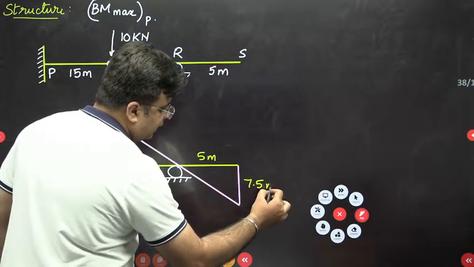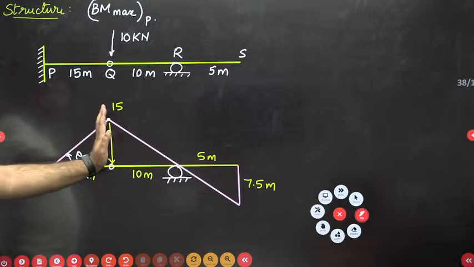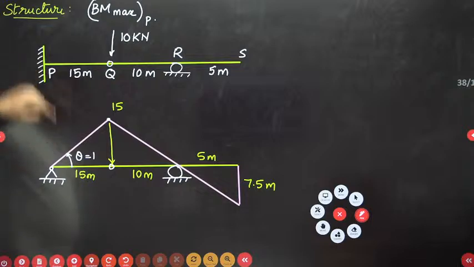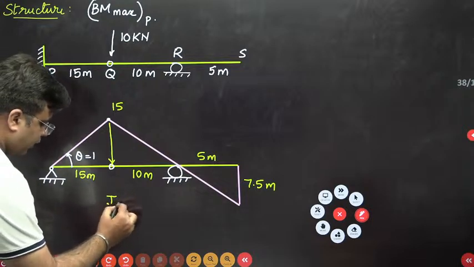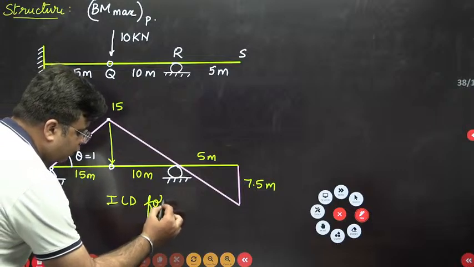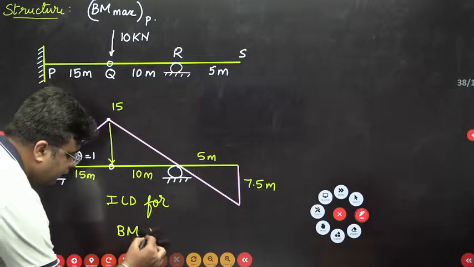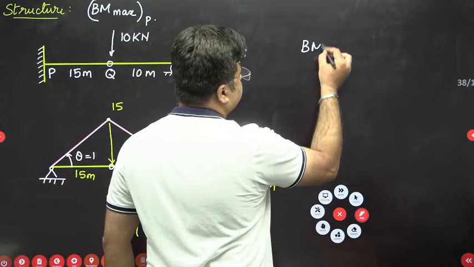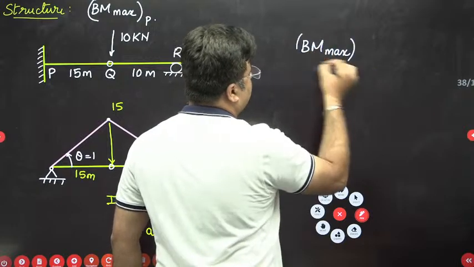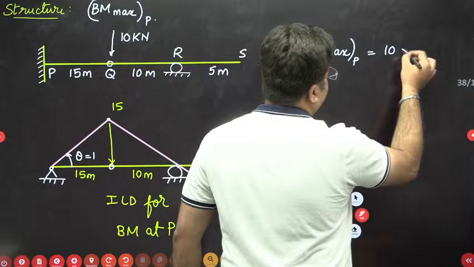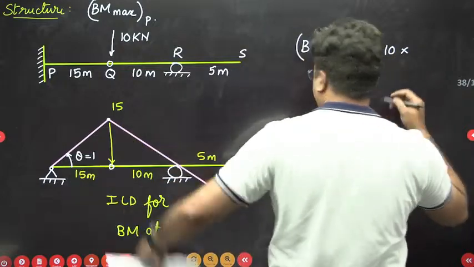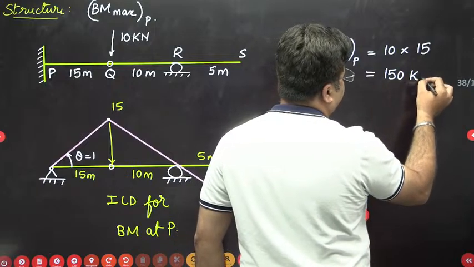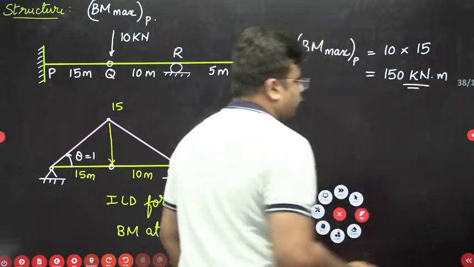You can clearly see if your point load is at this junction, at this point Q, then you will have the maximum bending moment at P. So this is your ILD for bending moment at P. So BM max at P is equal to 10 into 10 is the load, and the ordinate of ILD is 15. So the maximum bending moment at P is 150 kilonewton meter. This is our final answer for this bending moment, right?